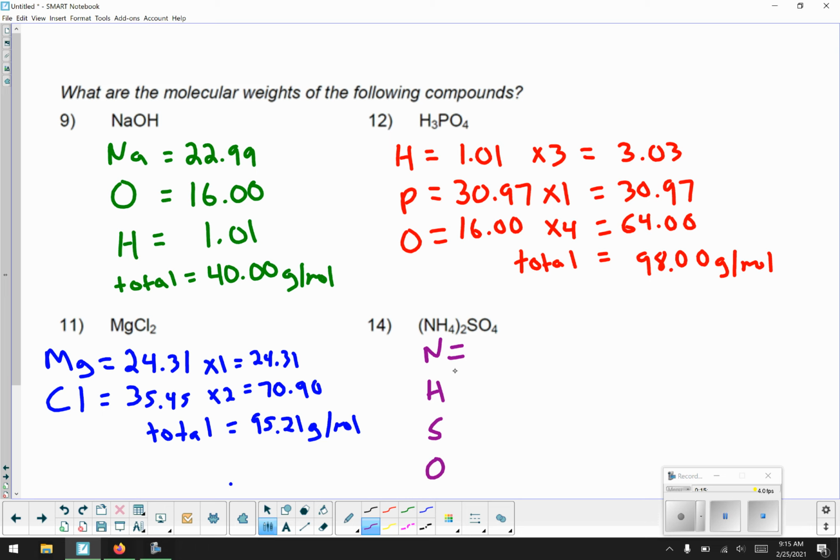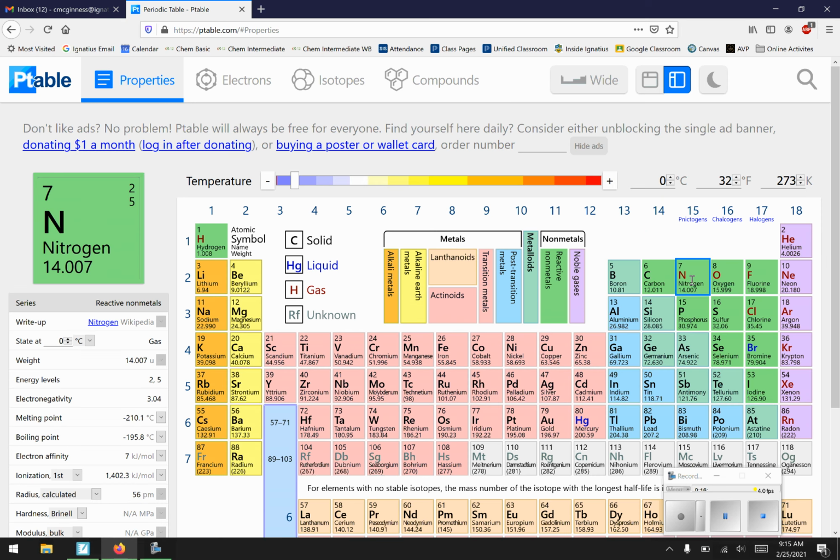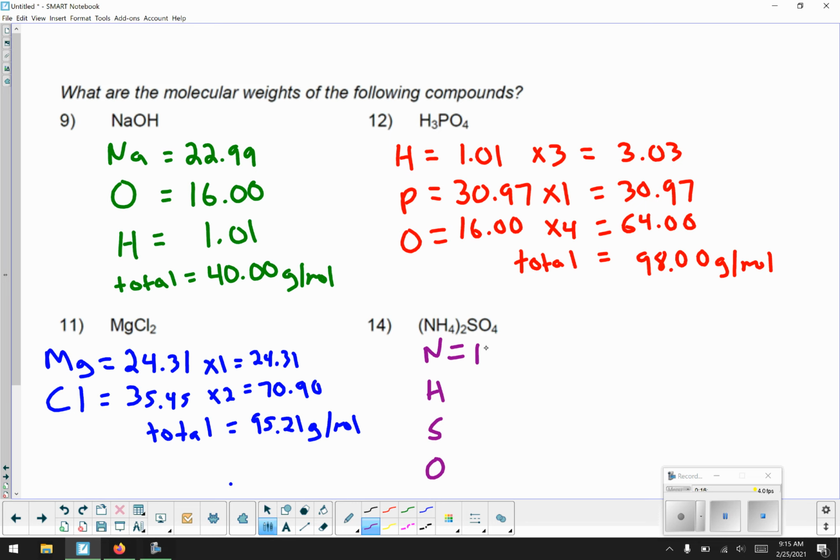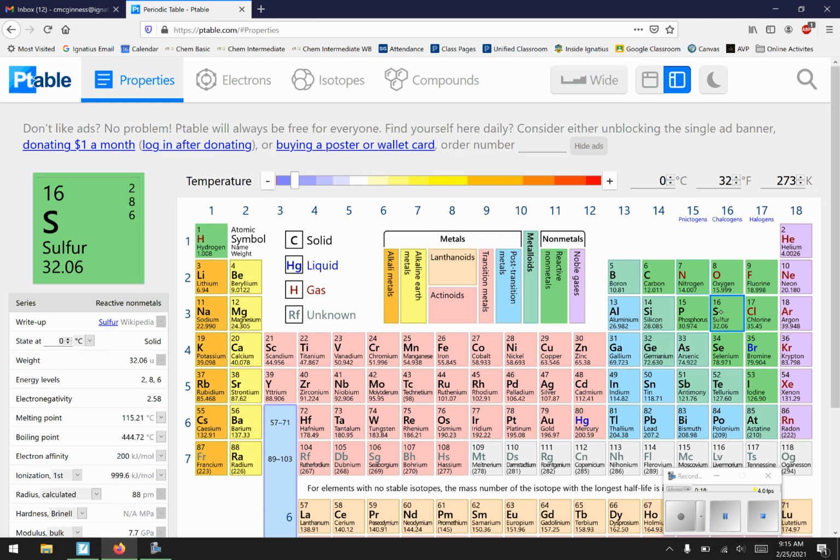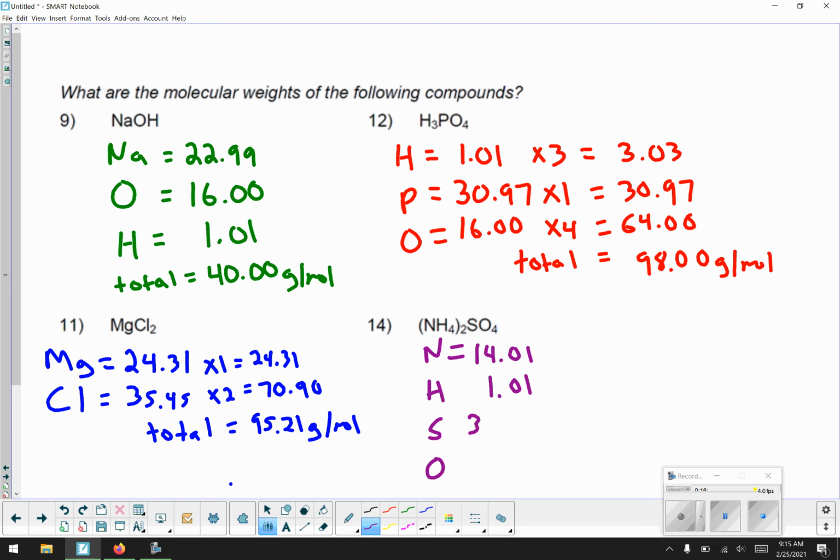Nitrogen, we haven't looked up yet. So nitrogen is 14.01 grams per mole. So we'll go back and plug that in. Hydrogen, we've seen a bunch of times, 1.01. Sulfur, we haven't seen yet, so we'll look it up. It's 32.06. And oxygen, we've seen, and it is 16.00.